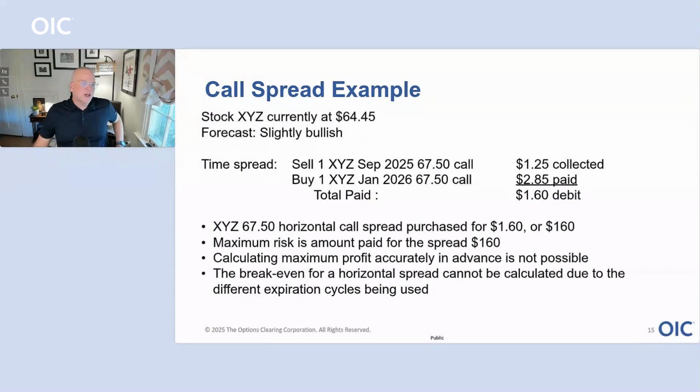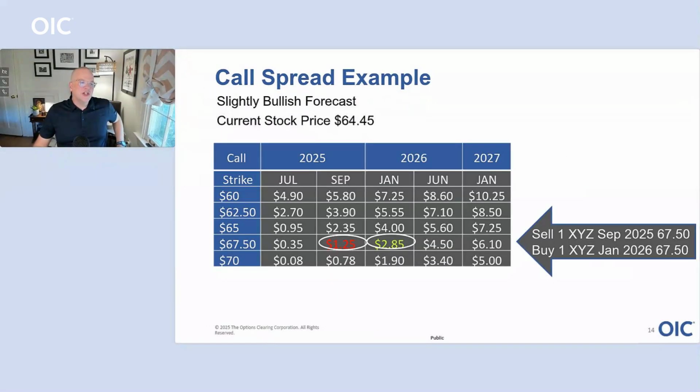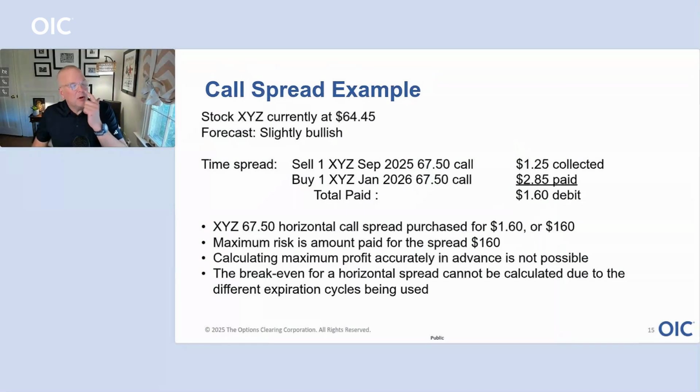We can look at these prices: 2.85 on the Jan call and 1.25 on the Sep call. So the difference in these prices, if you were to buy this time spread, would be this. You'd be selling the Sep 67.5 call at $1.25, and you'd be collecting that amount of premium. And you're buying the Jan 2026 67.5 call for 2.85. Total debit is going to be $1.60 for this.